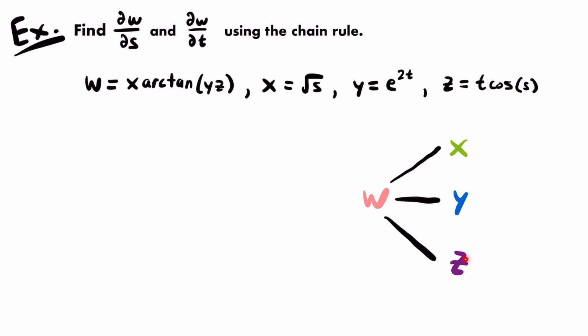But then let's take a look at each of these intermediate variables and what they are equal to. X is just defined in terms of s, right? We have the square root of s, and that's it. There's no t's there. So in the tree, just draw a branch out for s. There's no reason to draw one out for t in this case because there are no t's in that expression for x. And then y is just in terms of t, right? We have e to the power of 2t. There are no s's, so for y, we'll just have a branch for t. And then finally for z, z is defined in terms of both s and t, so there will be two branches for z. Z is connected to both of the independent variables of s and t.